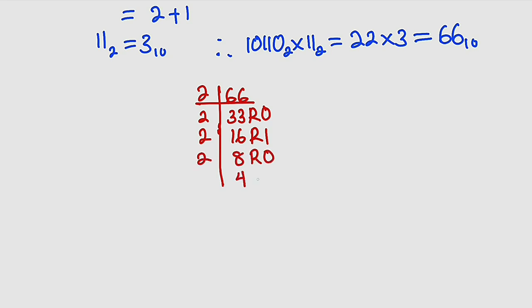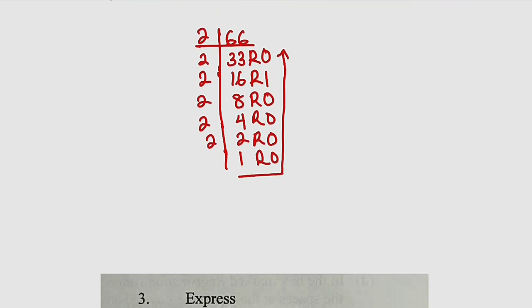2 into 8 is 4 without remainder. 2 into 4 is 2 without remainder. 2 into 2 is 1 without remainder, but 2 cannot divide 1, so we stop here. Then we take these numbers from this particular 1 up to the last 0 in descending order.